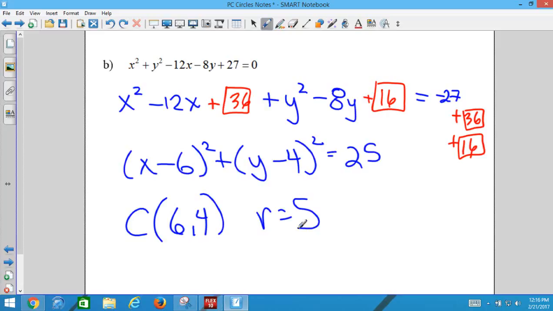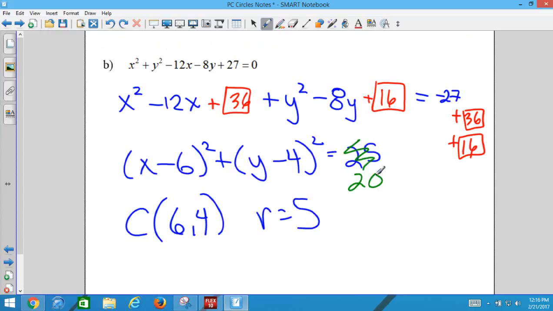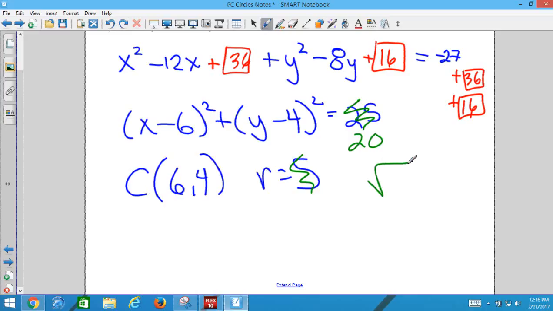If your radius was not a nice, easy 25, if it was like the square root of 20, you will be expected to simplify that. Don't give me a decimal answer. Should I write down what I'm saying? Yes. If that was a 20, then you'd have to square root 20, and then what would you do? 4 and 5, and so you'd get 2 radical 5 for your radius, just in case. I know that that kind of stuff is in your homework.